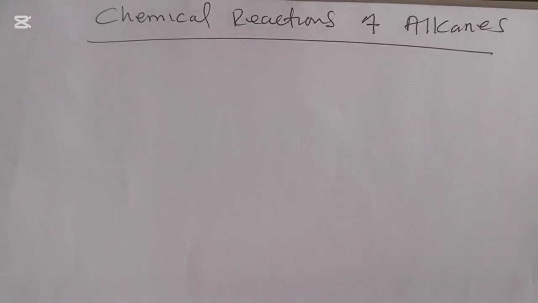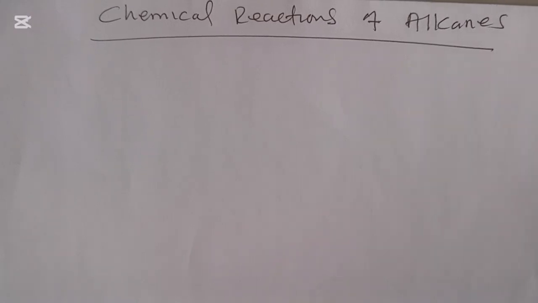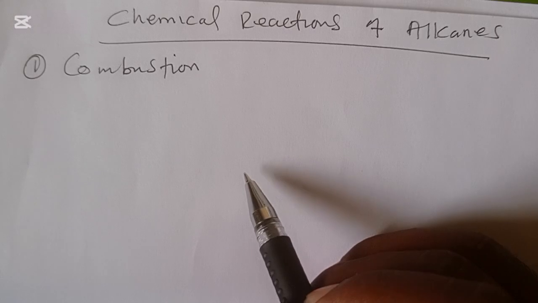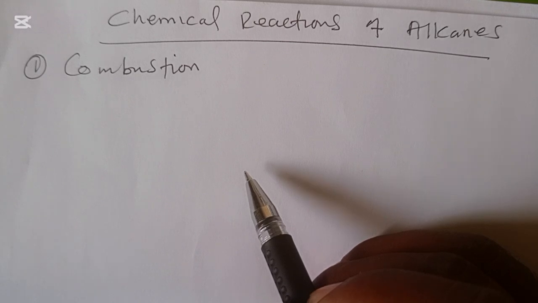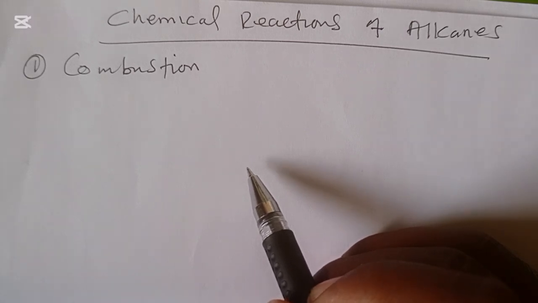So chemical reactions of alkanes. Number one, combustion. When we talk about combustion, we're talking about the burning of a substance in air. You have to take note that there is no reaction that occurs when an alkane is mixed with oxygen at room temperature and pressure. But when a flame or a spark is added, an exothermic reaction takes place, and that is what we call combustion.